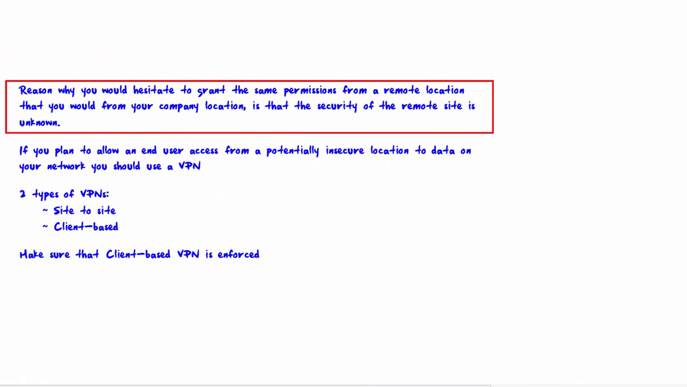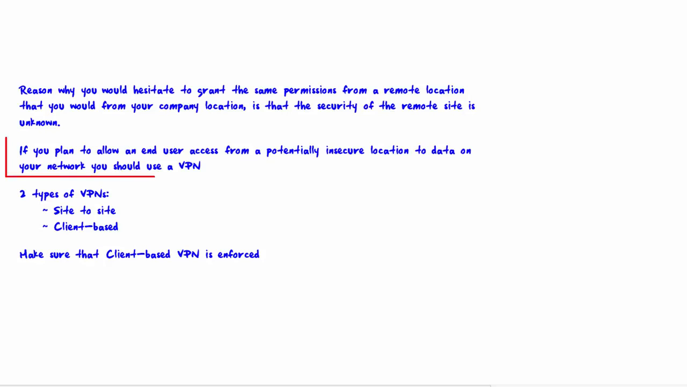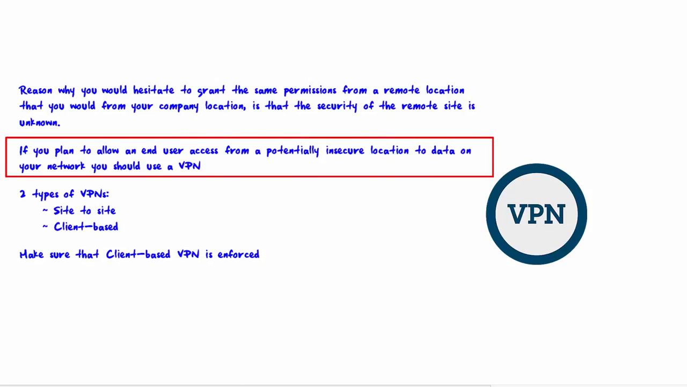The reason why you would hesitate to grant the same permissions from a remote location than you would from your company location is that the security of the remote site is unknown. If you plan to allow an end user access from a potentially insecure location to data on your network, you should use a VPN. A VPN provides secure communication over an insecure public network. So what's going to happen is the data that goes back and forth will be encrypted.